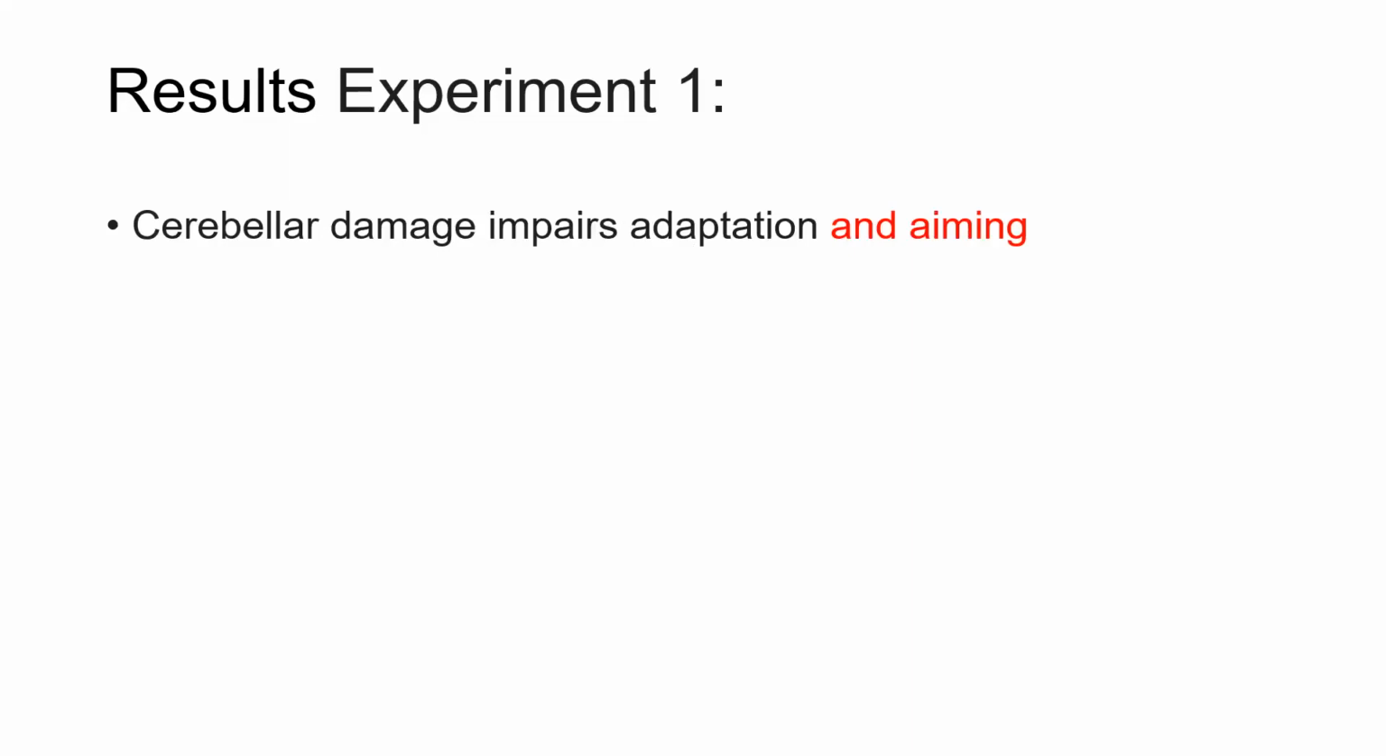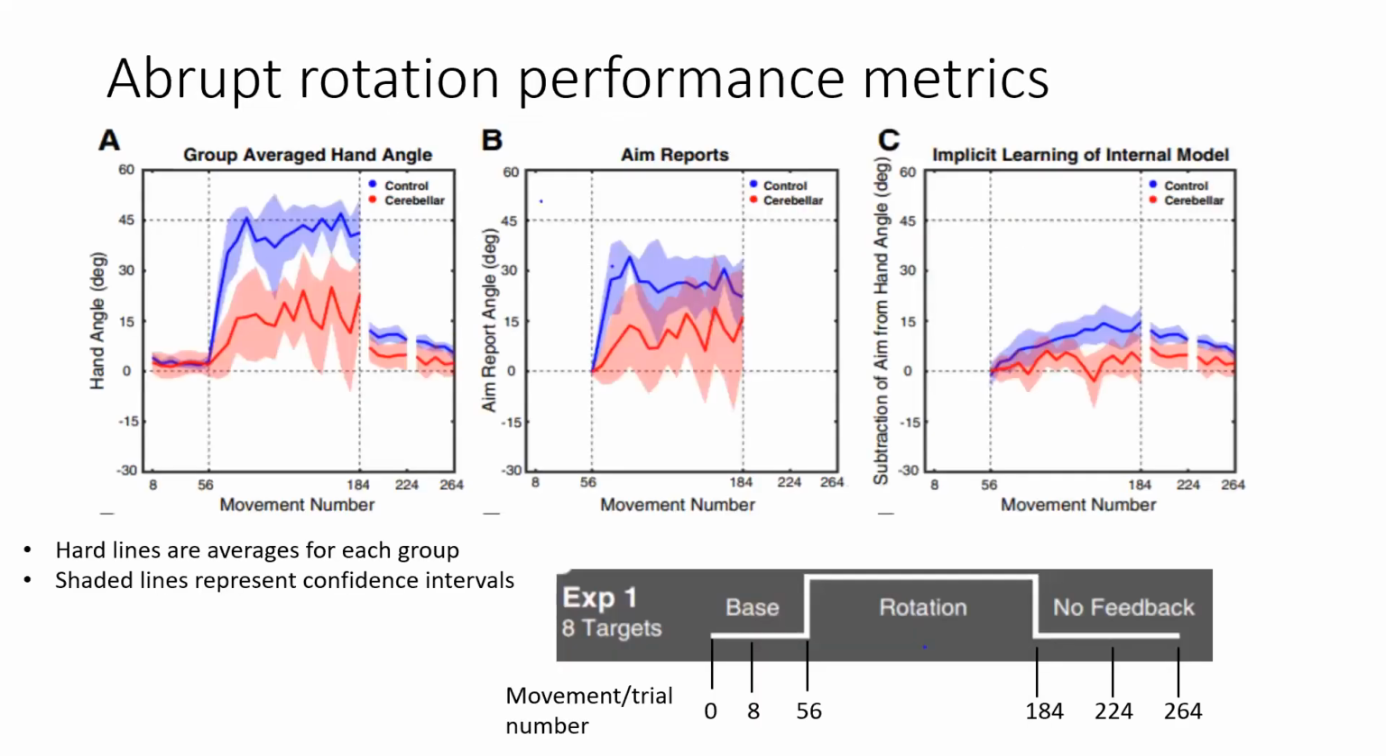So getting into the actual results, overall, in experiment 1, it was found that cerebellar damage affects both adaptation and aiming in response to visual rotation. And we have the following performance metrics displayed in the graph below. Hard lines are averages for each group, red being the experimental group, blue being the control group. Shaded lines are confidence intervals.